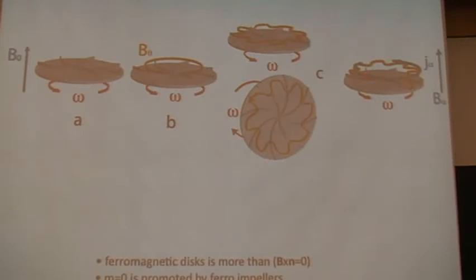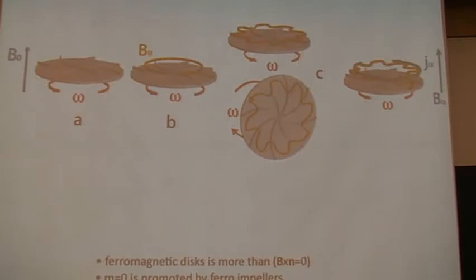All I need is an alpha effect of the order of less than a meter per second. And if I do this, I produce a magnetic field which is parallel to the one I started with. So the ferromagnetic disks do two things. They promote the m equals zero mode by being there. They do stabilize it by creating induction effects that would not be there with a stainless steel disk.